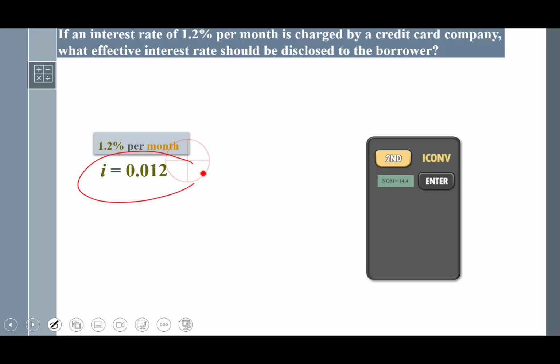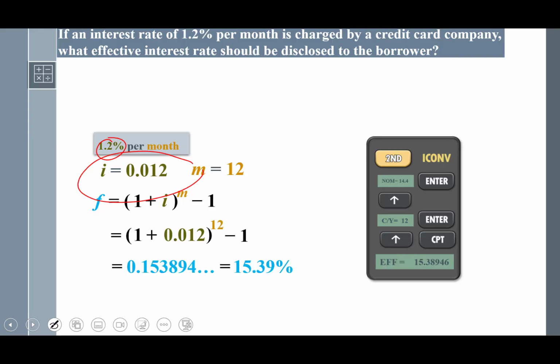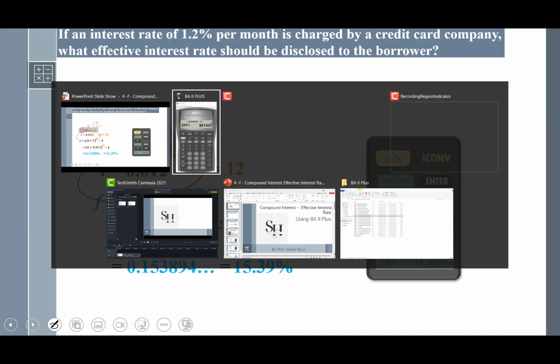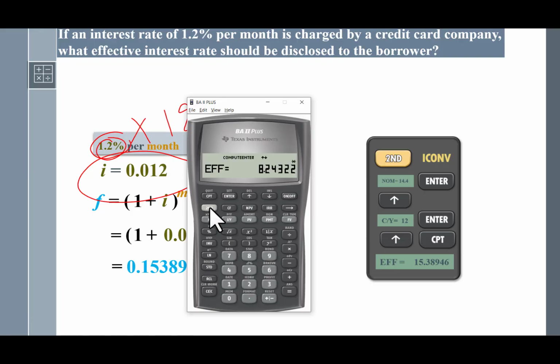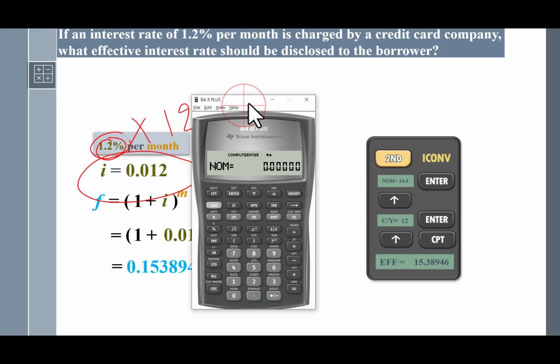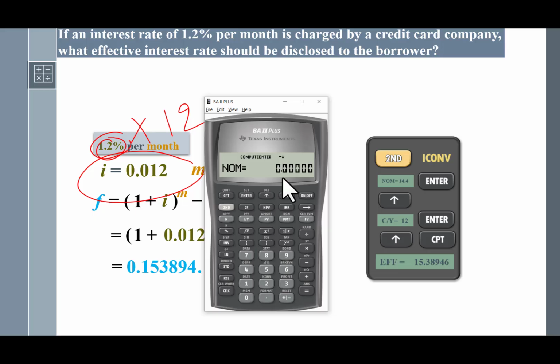So if you enter this in the calculator, the 1.2%, it's going to be wrong. So here you have to find the nominal interest rate. So you're going to take this and multiply it by 12, and that will give me the 14.4. Other than that, it's the same idea. So let's grab the calculator and clear the worksheet. We can do the clear as we do with the compound interest worksheet. So the nominal is 14.4. Don't forget to press enter.